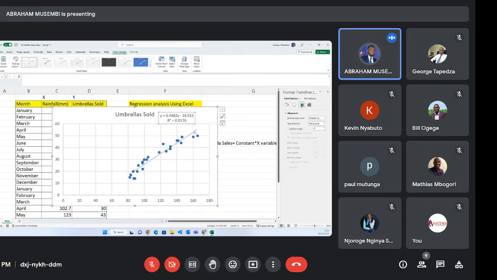So at the end, you can see we have the equation of this line, or the model.